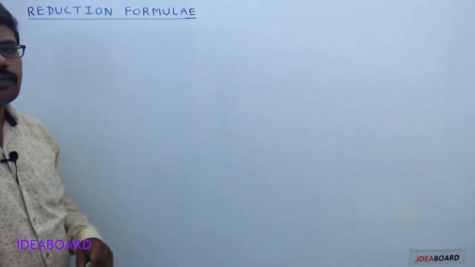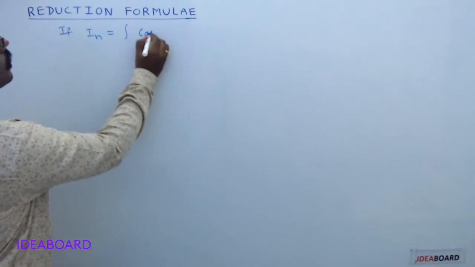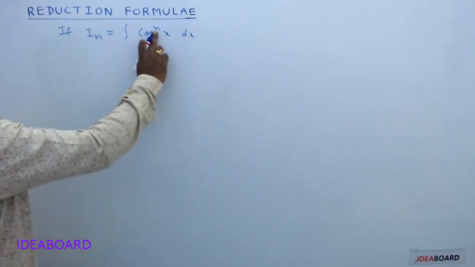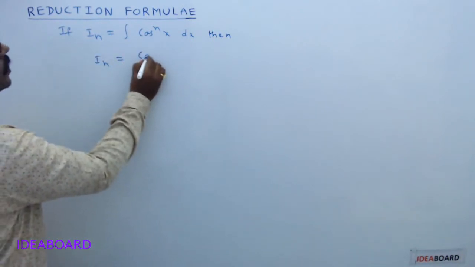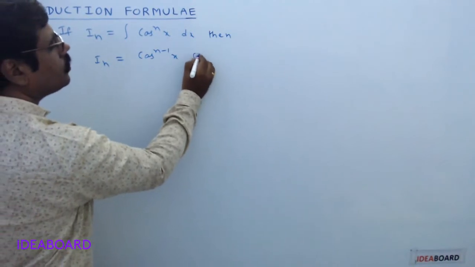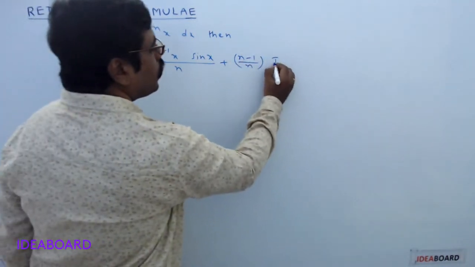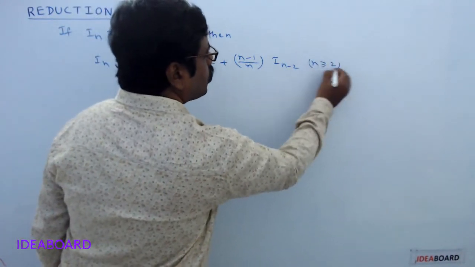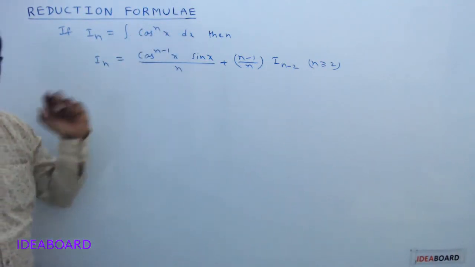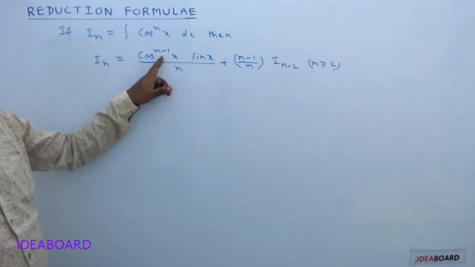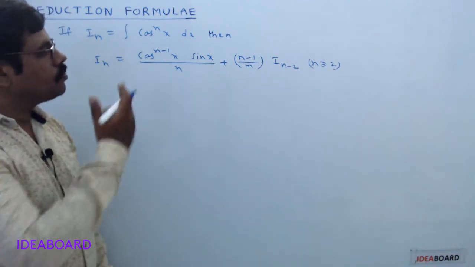Now come to the next reduction formula. If In equals integral cos power n x dx, where n is a positive integer, then In equals cos power n minus 1 x into sin x divided by n plus (n−1) divided by n into I(n−2), for n greater than or equal to 2. Now see the proof of this reduction formula.